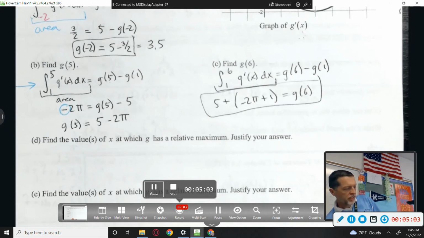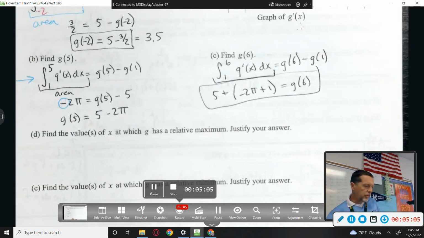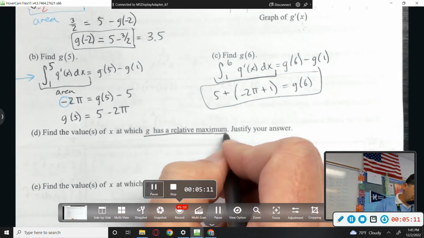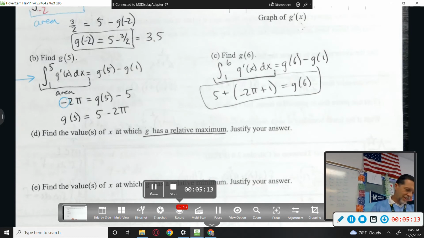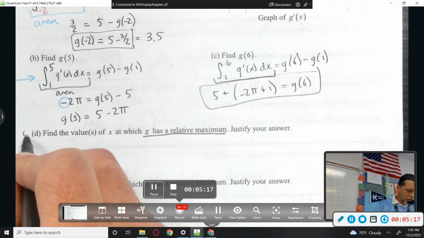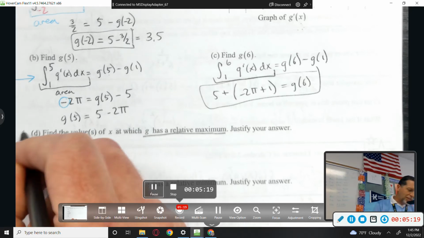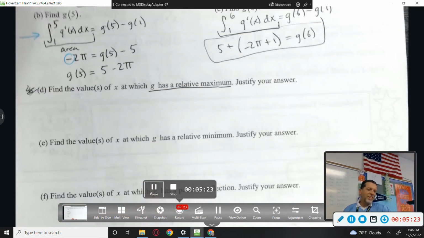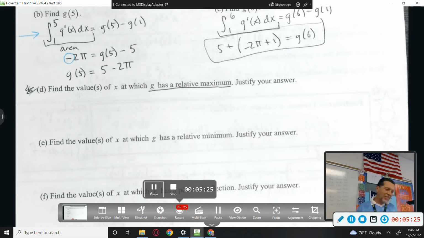Number 6. Find the values of x at which g has a relative maximum. You mean part D? Yeah, part D. Where'd that come from? I think because we're on question 6, or because we just did G of 6, and 6 sort of looks like a D. Maybe my brain is just whatever.